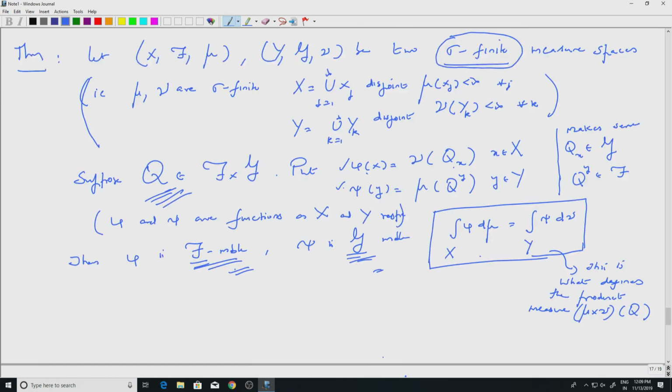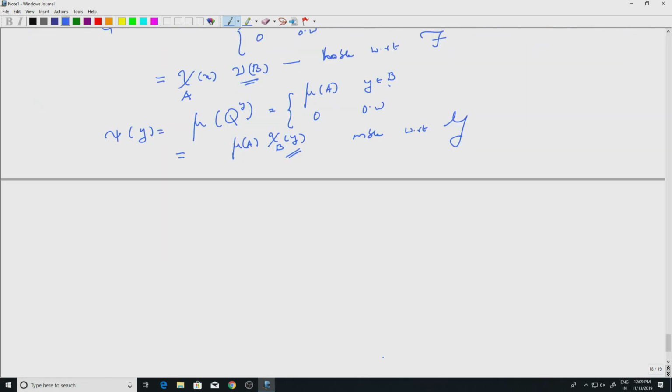Now we have to prove that the integrals are the same. So let us look at the integral over x of phi of x d mu of x. What is this? Phi I know is the indicator of A times nu of B, which is a constant. So let me put the x here so that we understand what is the function. So this is equal to nu of B, a constant that comes out, and what remains is the integral of the indicator, which is the measure of that set, mu of A.